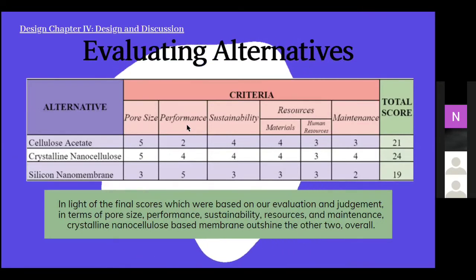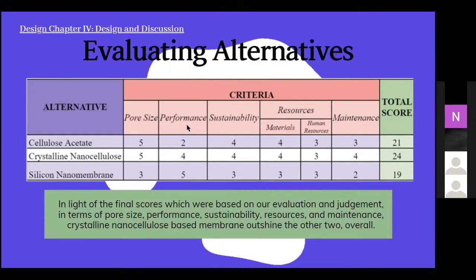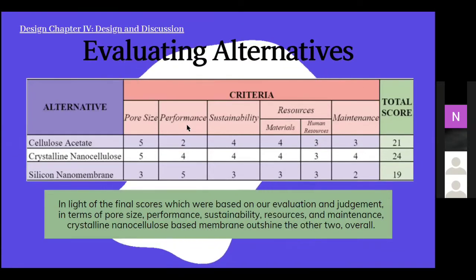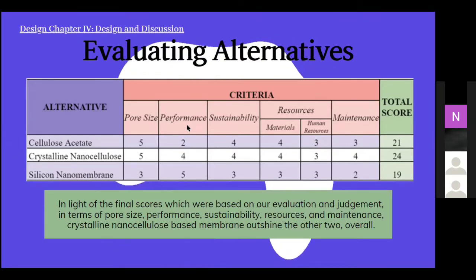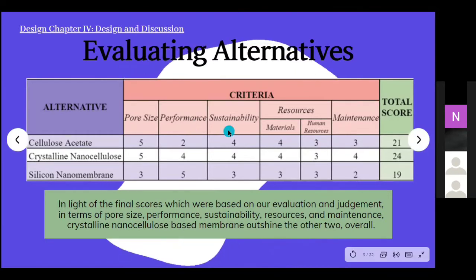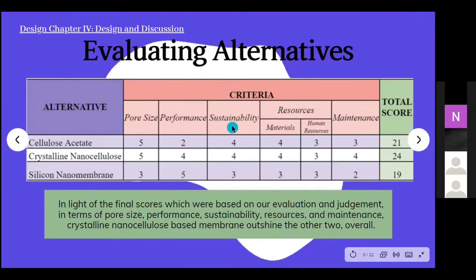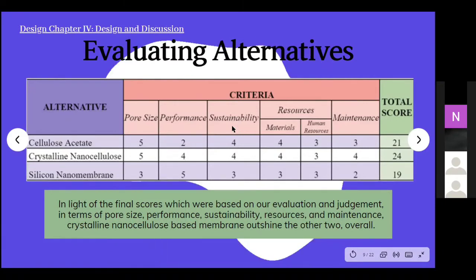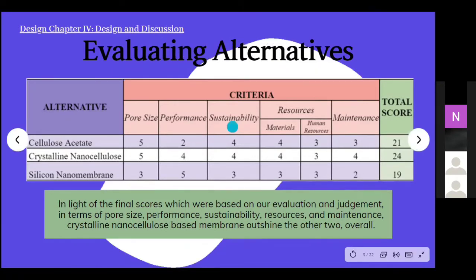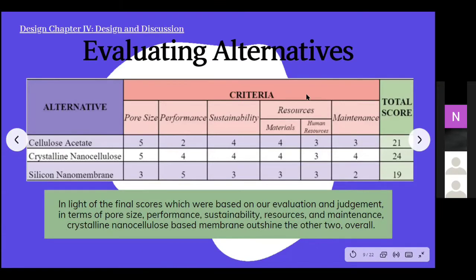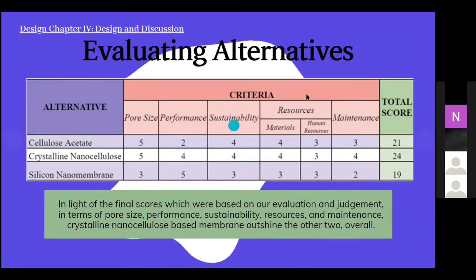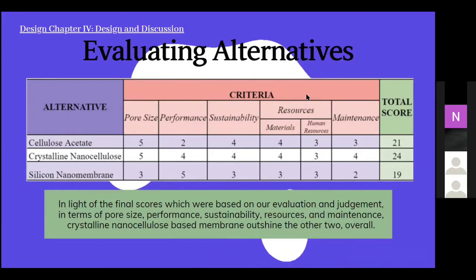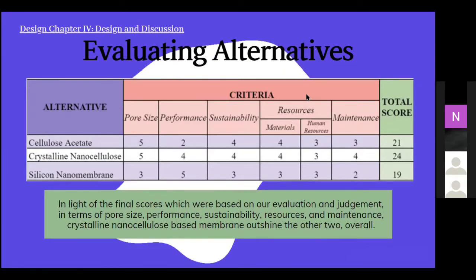For the sustainability, the cellulose nanocrystal, they are carbon neutral, recyclable, and non-toxic, with many useful and unexpected properties. For the cellulose acetate, it is bio-based and offers anti-fouling, antibacterial, and anti-chlorine. But the silicon nanomembrane is not as liable when compared to the cellulose nanocrystal and the cellulose acetate. That's why it has a lower score than the other two membranes.